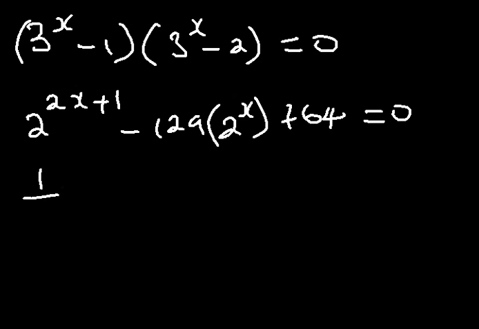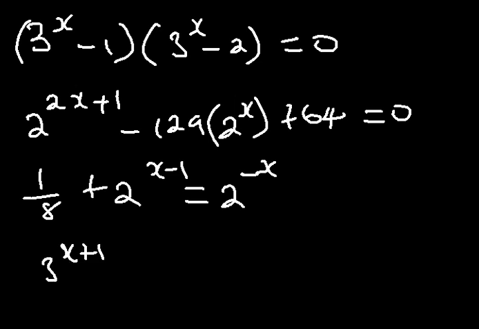And let's say you have 1 over 8 plus 2^(x minus 1) equal to 2^(negative x). Now try to go through those problems and appreciate how best you can go over them. Let's say we have this one as well: 3^(x plus 1) equal to 4^(x minus 1). So thank you as you are going over this.